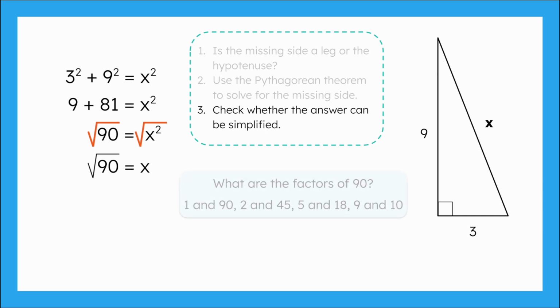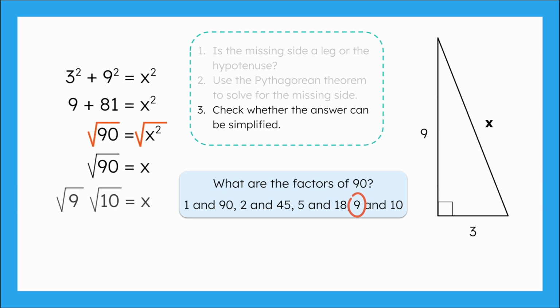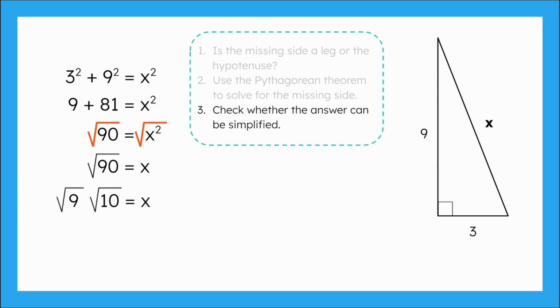Let's see. I know that besides 1 and 90, 2 and 45, 5 and 18, and 9 and 10 are factors of 90, and 9 is a perfect square. Great! That means that I can rewrite the square root of 90 as the square root of 9 times the square root of 10. The square root of 9 is 3, so our final answer is 3 root 10. So, our missing side length turned out to be 3 root 10.